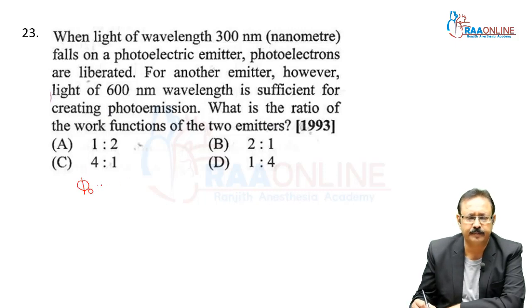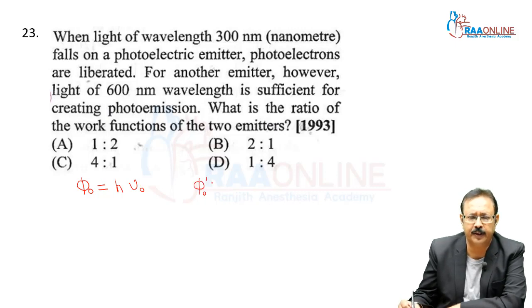For the first, h is constant, so for the first we are taking this. For the second, the work function is different, using dash. h should be the same because it is a constant. Different means nu naught should be different. But what is nu naught? We can write it as c upon lambda. And for this, c is again the same speed of light. Lambda should be different for this.